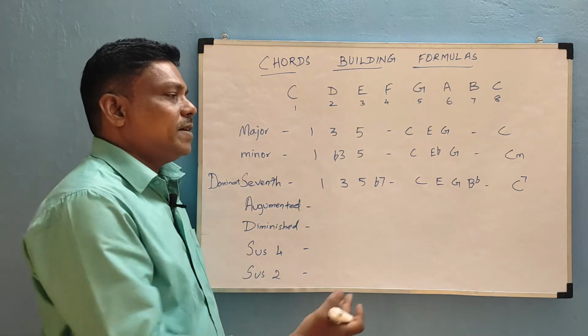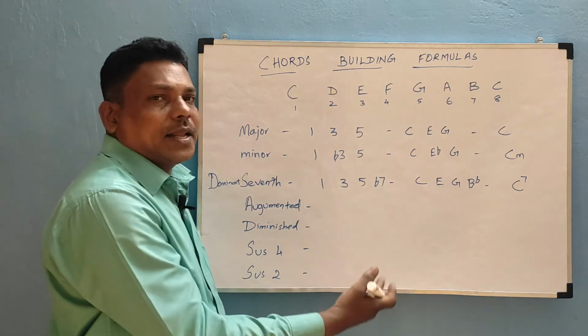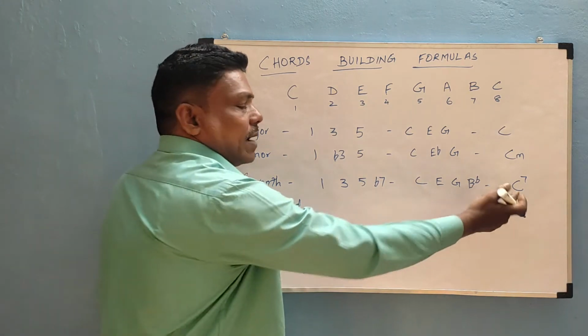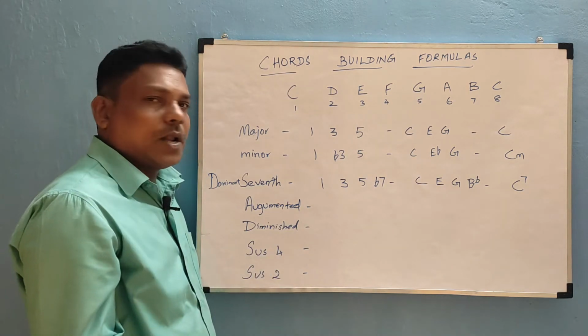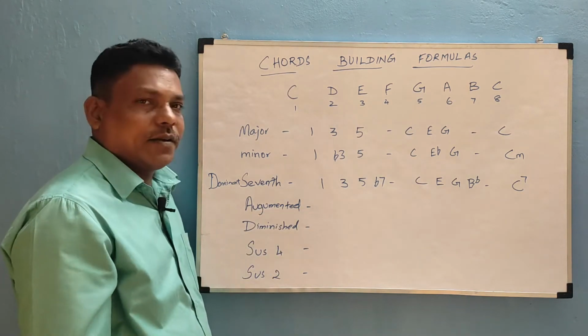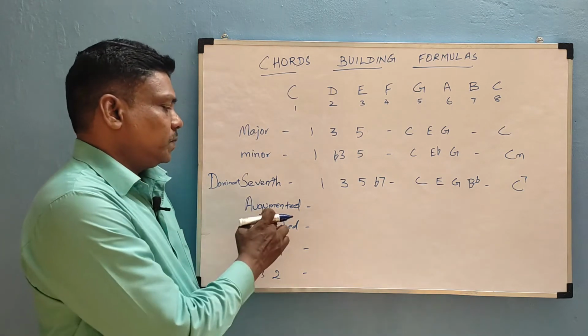We have other sevenths, which are called major 7 and minor 7 and all. For that you will have different symbols. You can see it in the formula page in the document. I have given the symbols also.